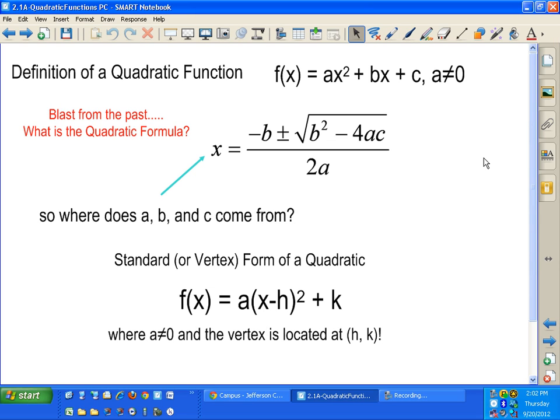In this section we're going to talk about quadratic functions, and we're just going to do a little review here at the beginning. The definition of a quadratic function is something that looks like this: ax squared plus bx plus c equal to either f of x or 0, just depending on what we're doing. But when we're dealing with f of x, it's a function.